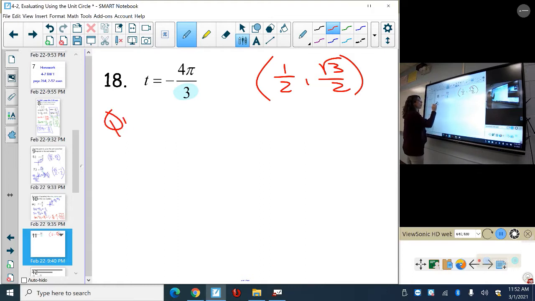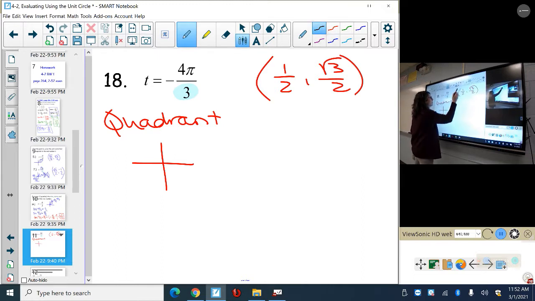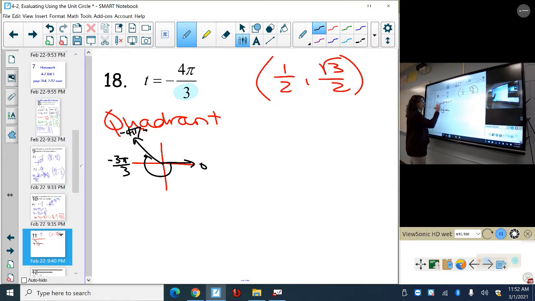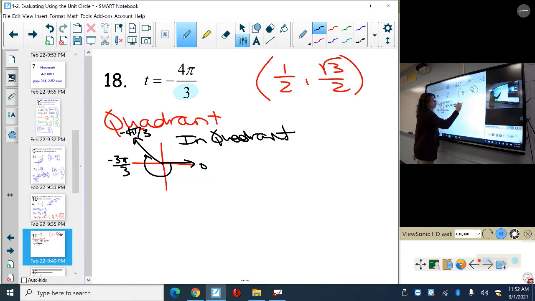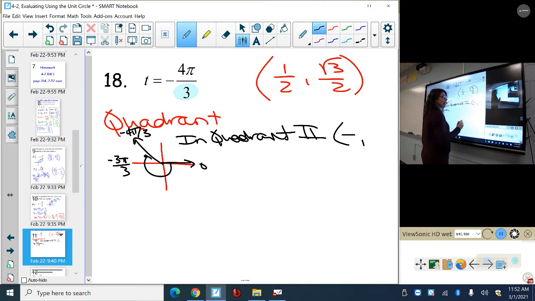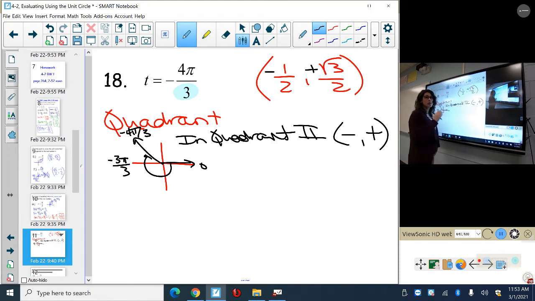But I need to determine what quadrant I'm in. So here's going to be 0, here's negative 3 pi over 3. I need 4 of the 6 total pieces in the pie. So that means that this is negative 4 pi over 3, so I'm in quadrant 2. When I'm in quadrant 2, that means my x value is negative and my y value is positive. So I have negative 1/2, positive square root of 3 over 2.